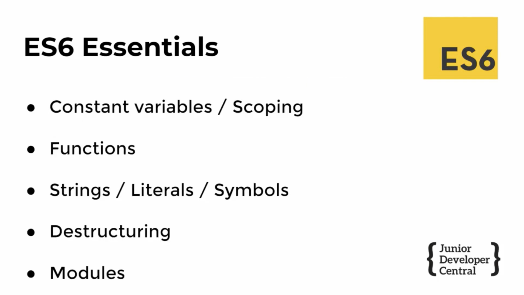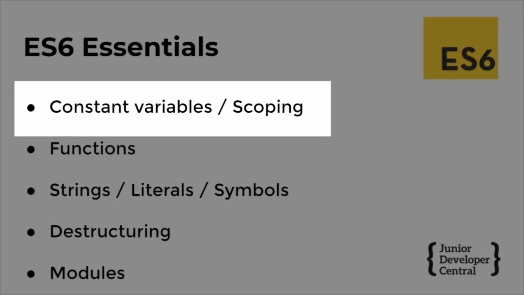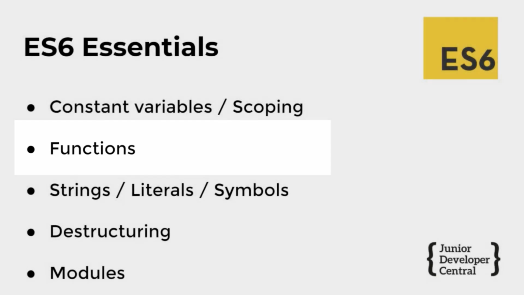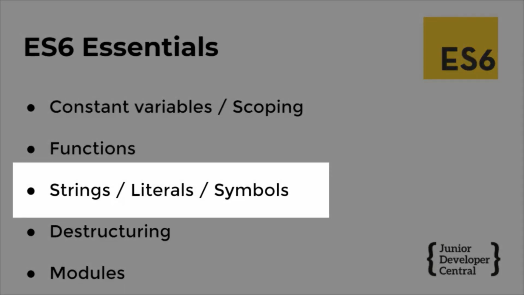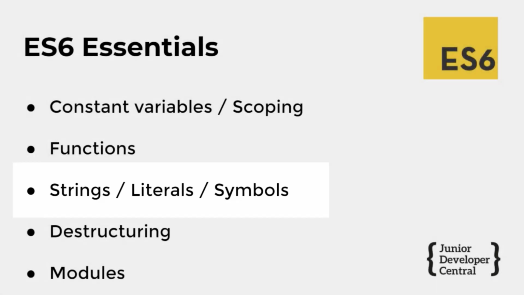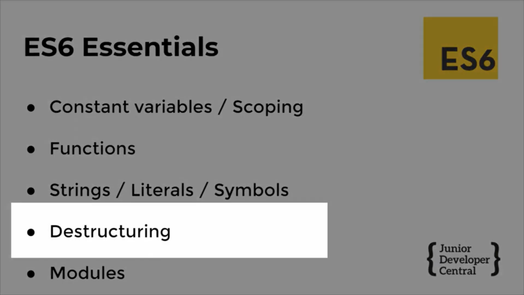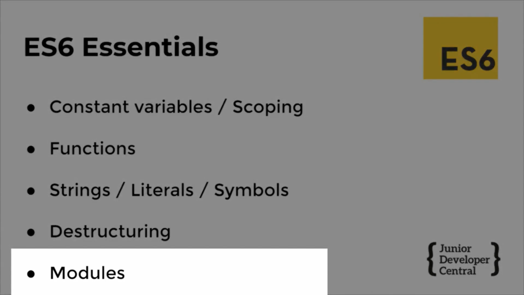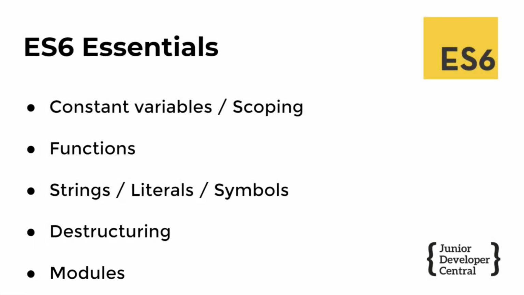So just to give you a brief summary of what we're going to be covering in the course, we're going to be looking at things like constant variables and scoping. We'll look at some of the changes that have been made to functions. We'll look at some of the new data types that have been introduced, such as template literals and symbols. And we'll also spend a bit of time looking at destructuring arrays and objects, and also modules, which make it really easy to import and export code from different files.